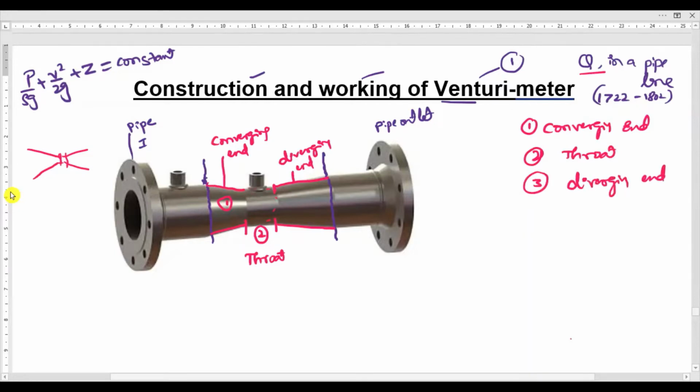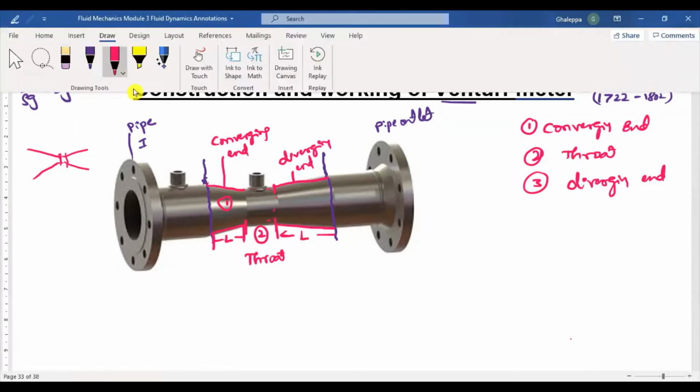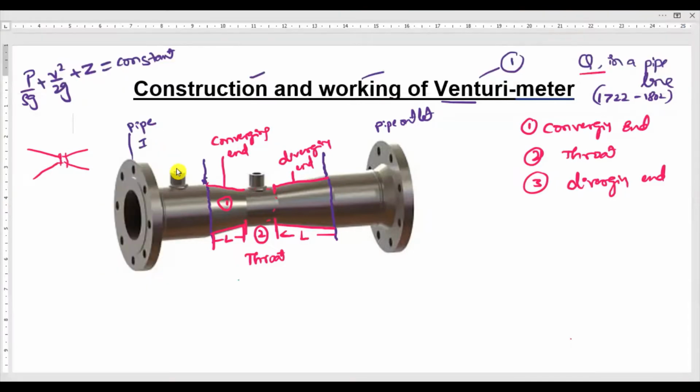And dear friends, observe carefully: the length of this converging end is less than the length of the diverging end. There is a specific reason for this that we'll discuss in the next topic. That is one point. At the same time, observe carefully the angle. The angle of the converging end is more than the angle of the diverging end. That is the second point that may be asked in some GATE exams or viva exams.